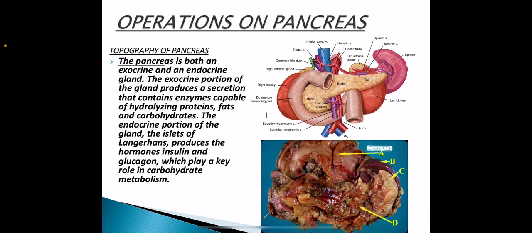First of all, we will start with Operations on Pancreas. Topography of pancreas. The pancreas is both an exocrine and an endocrine gland. The exocrine portion of the gland produces a secretion that contains enzymes capable of hydrolyzing proteins, fats and carbohydrates. The endocrine portion of the gland, the islets of Langerhans, produces the hormones insulin and glucagon, which play a key role in carbohydrate metabolism.